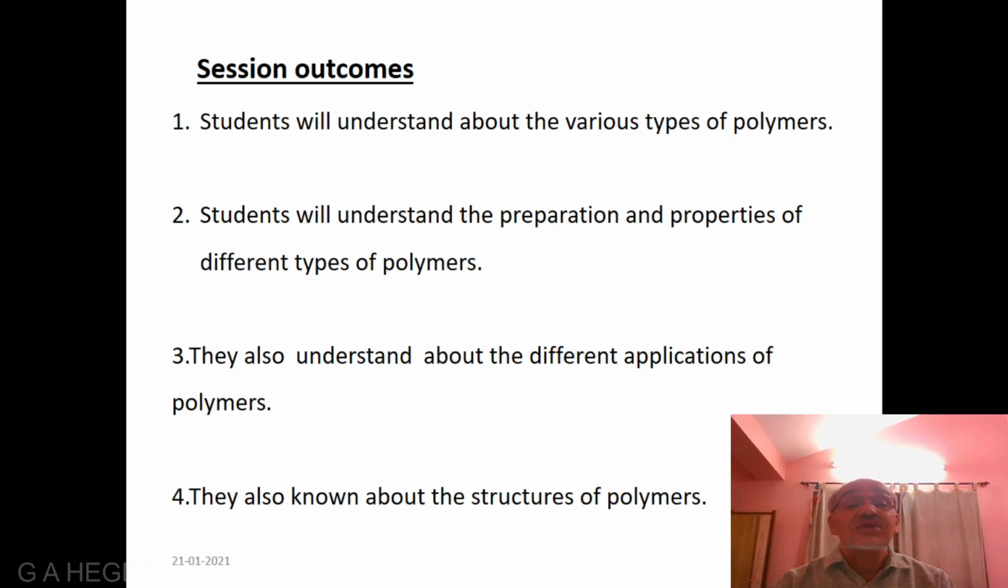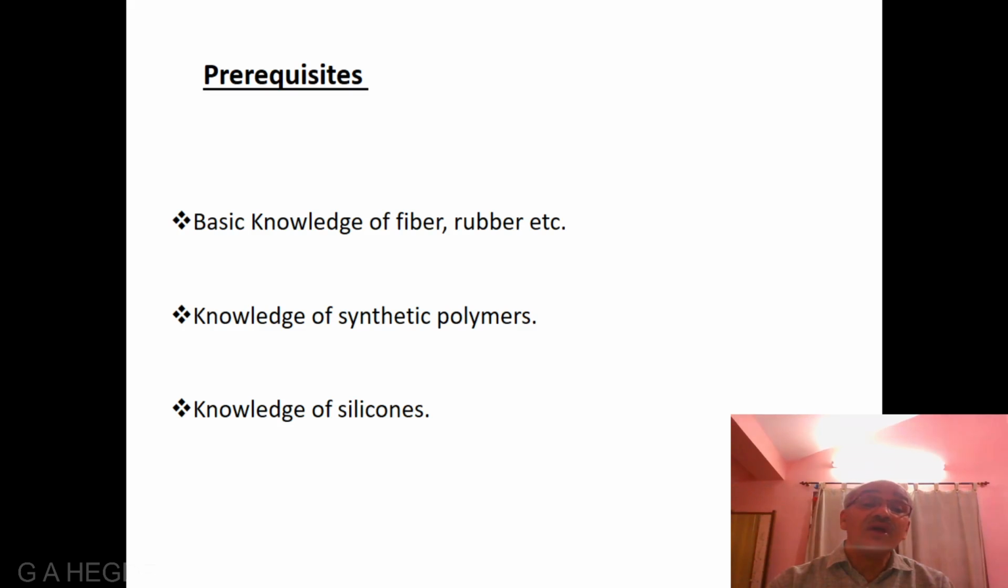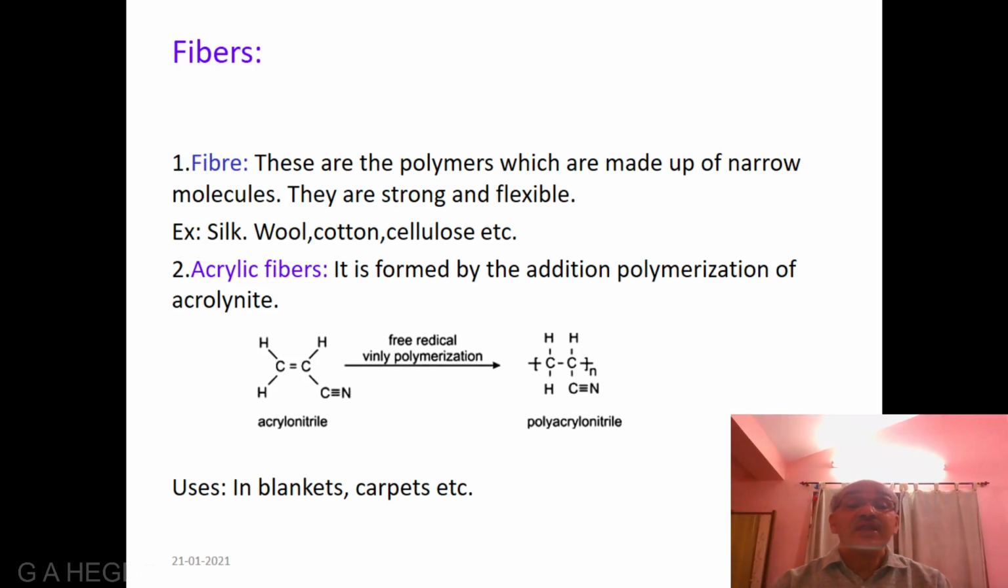After studying this, you will understand the various types of polymers, their preparation, the applications of the polymers, and also their structures. In order to understand this, you must have knowledge of fiber, rubber, etc., and also synthetic polymers, and the knowledge of silicones. With this, let us discuss the fibers.